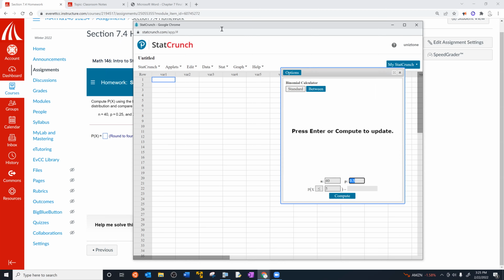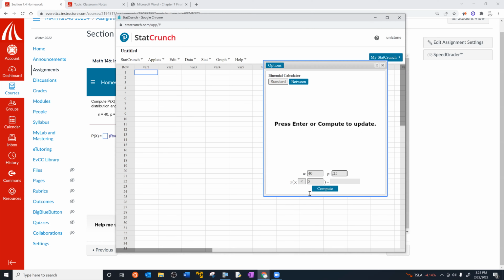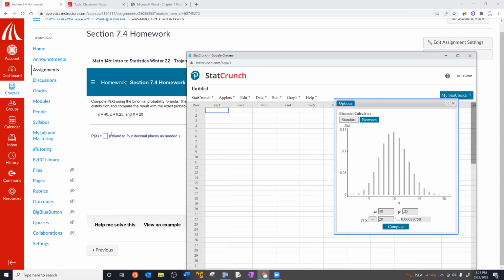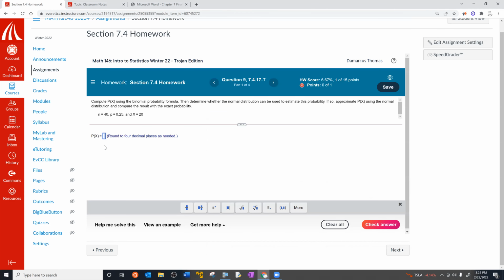Our P is 0.25. And the X value is 20, and it's exactly 20. So we're going to change that inequality to exactly 20. Compute, it did it for us immediately. 0.0004. They want 4 places there. Let's make sure we put everything in good. So 0.0004.